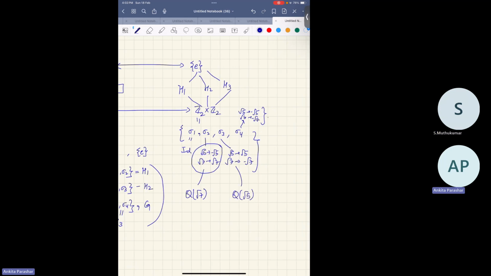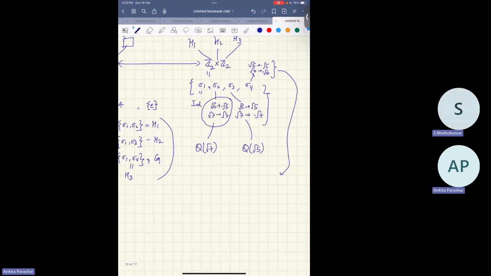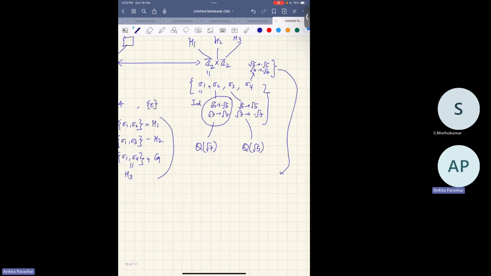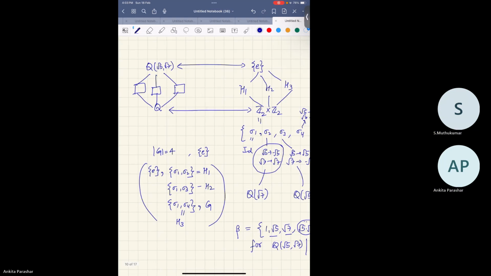But for this it is not clear, right? Very obviously it is not clear. But if you try to write the basis elements, the basis is root 5, root 7, and root 5 into root 7. This is the basis for Q root 5, root 7 as a vector space over Q. These elements will not be fixed, but the product will be fixed because both signs are negative. As a product, it will be fixed. So sigma 4 will fix it, so I'll fill up the boxes now.